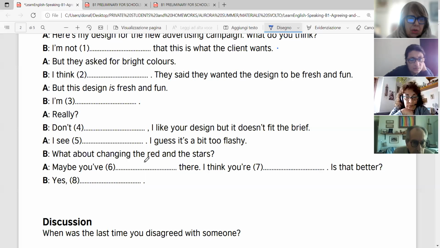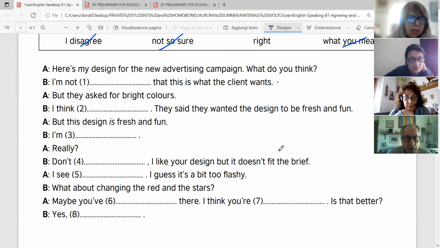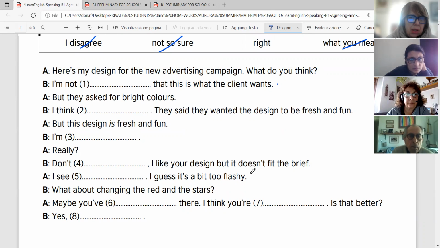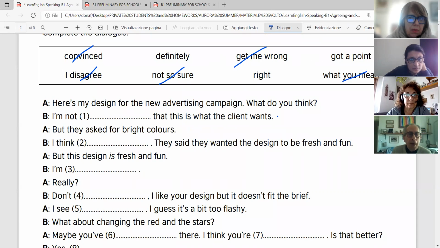What about changing the red and the stars? Okay. Maybe you have, I don't see the answer. Please. You've. So we got the verb to have and not the verb to be. Because I don't see. Yeah. Do you see it? It's green.